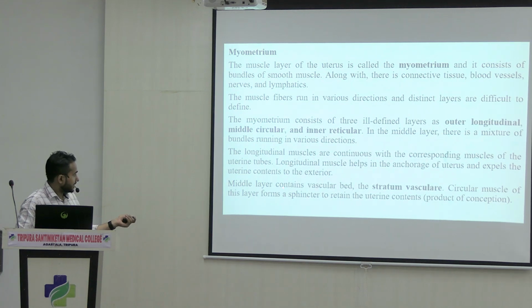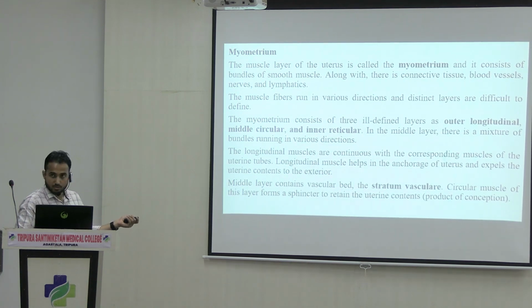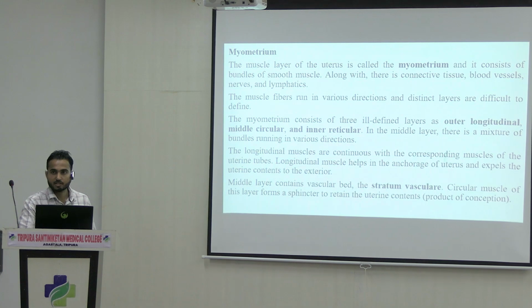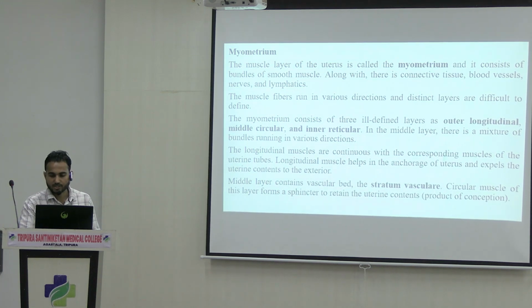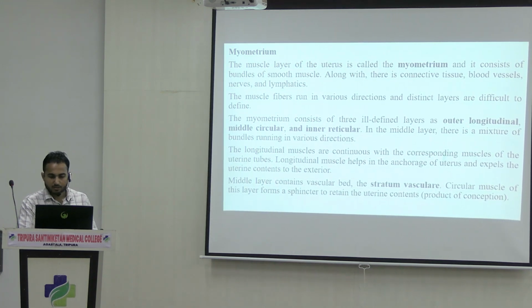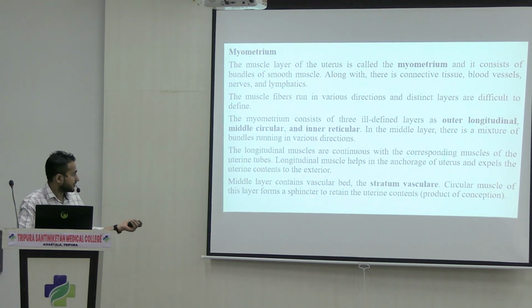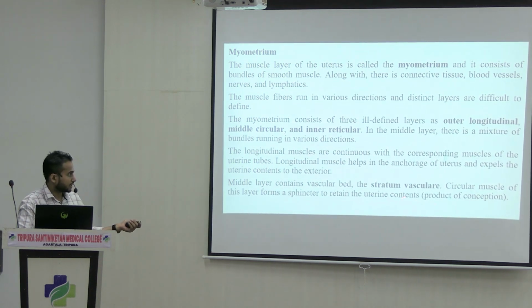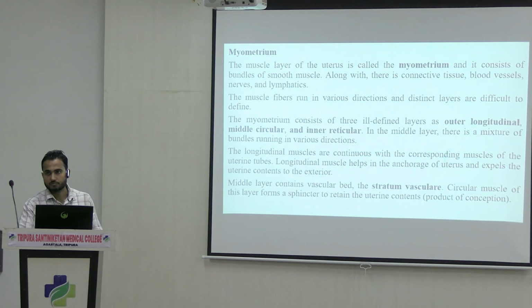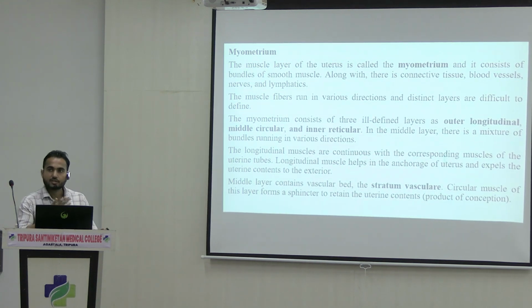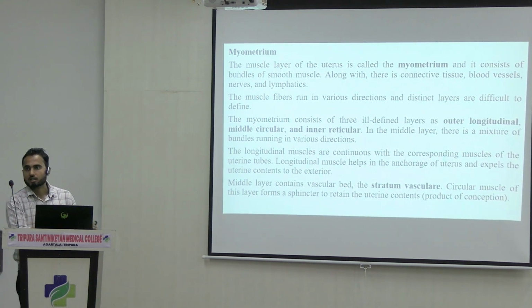Next, if you see the middle layer, it contains vascular bed. So in the middle layer, vascular bed is present. That's why it is also called stratum vasculare. Now circular muscle forms a sphincter to retain the uterine contents, that is the product of conception. So that is the function of the longitudinal layer and the circular layer.